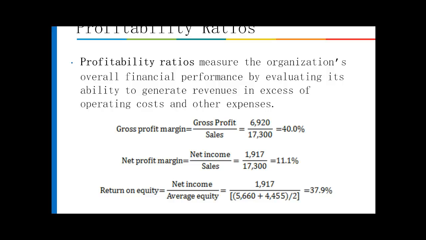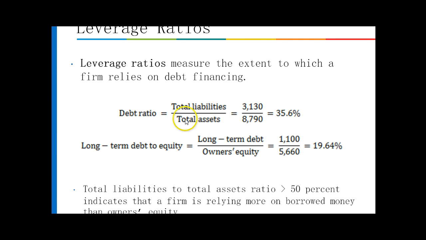Again, profitability ratios are very important because they tell you the performance of the organization, how they generate revenues and how they use revenues in excess of their operating costs and other expenses. And that's important. Leverage is going to be how they rely on debt. Do they have debt? And again, it depends on who's looking at the information.